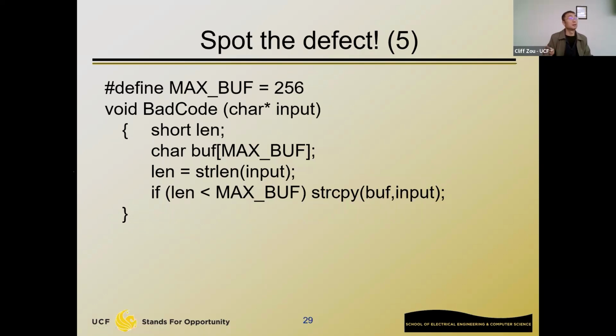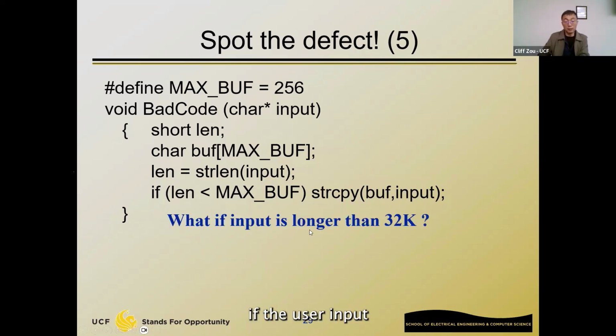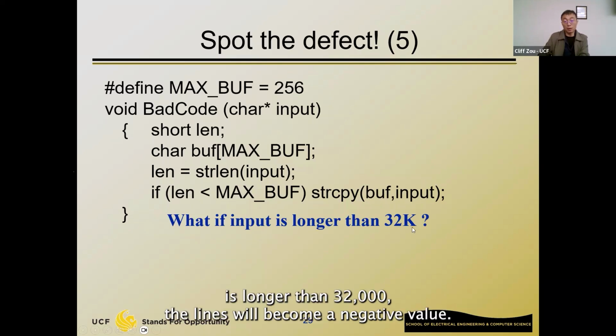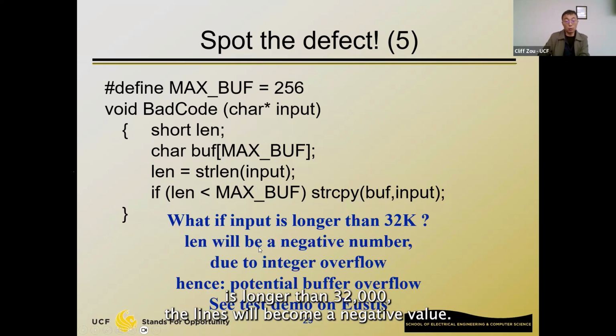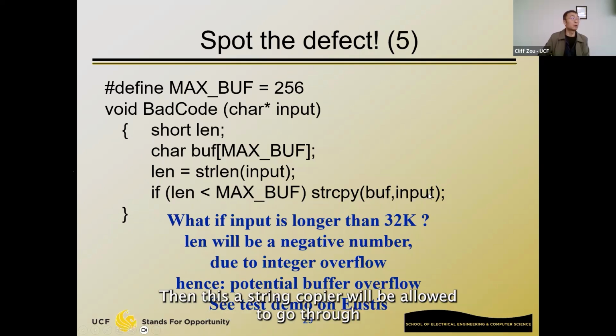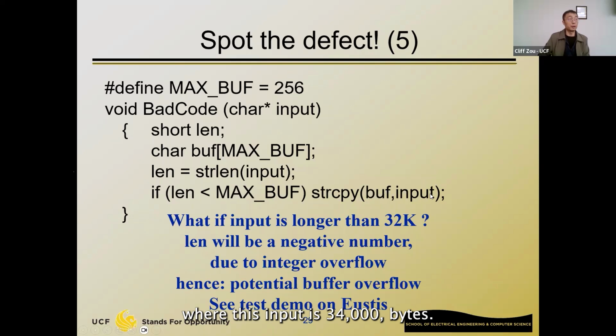So if the user input is longer than 32,000, the length will become a negative value. For example, if the user input is 34,000, the length will become minus 1,500 something. Then a negative value will, of course, be smaller than 256. Then this string copy will be allowed to go through, where the input is 34,000 bytes. So this will definitely overflow this buff variable.